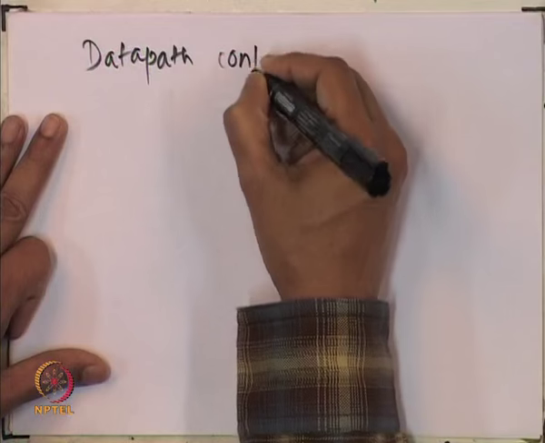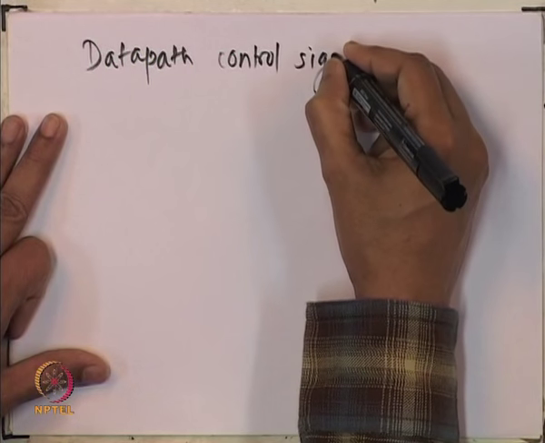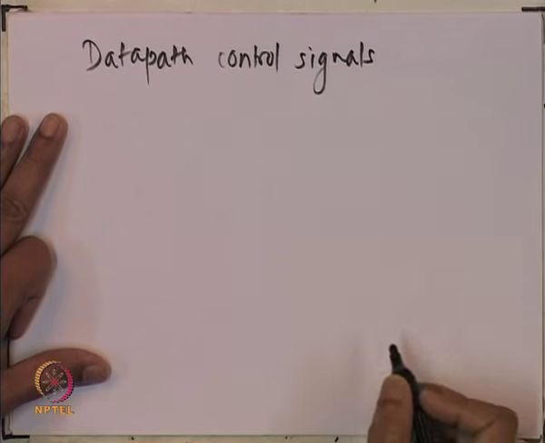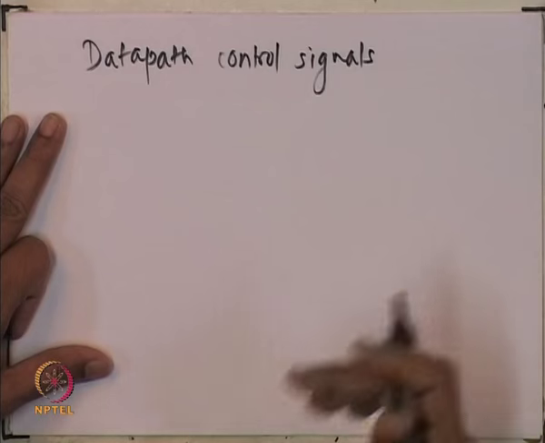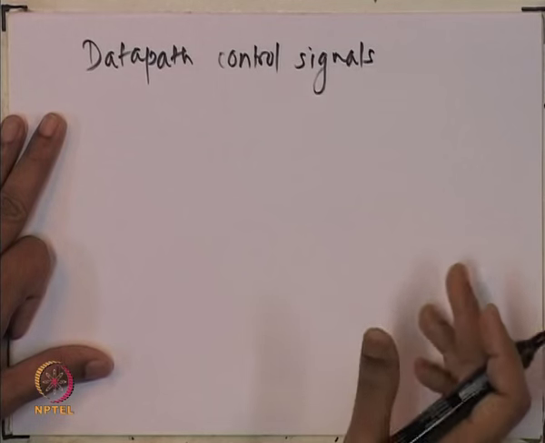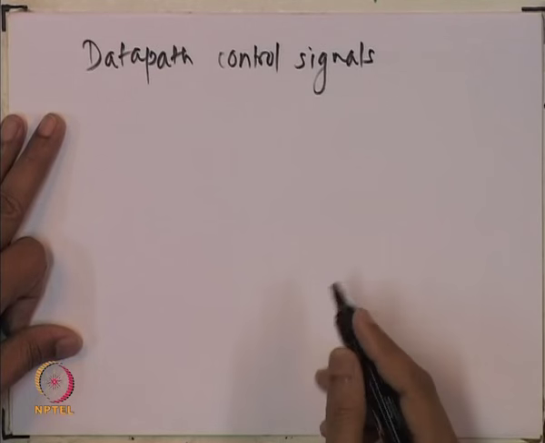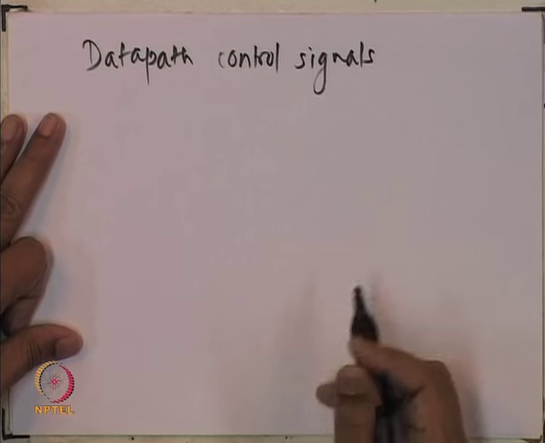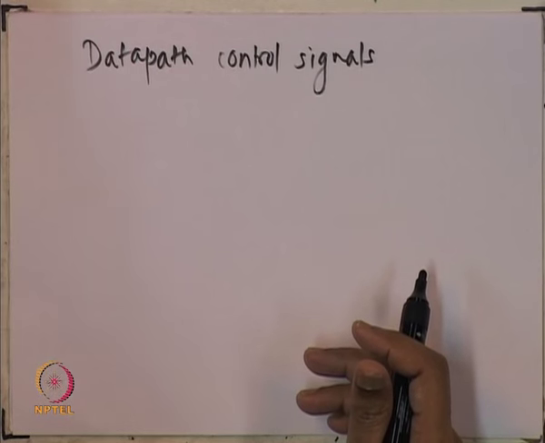Now, let's work towards some more details of this data path. Those details will make us visualize where the control signals controlling the data path are arriving in the data path. For that, we'll have to enhance the picture a bit, to get a clearer picture of where the multiplexers are.